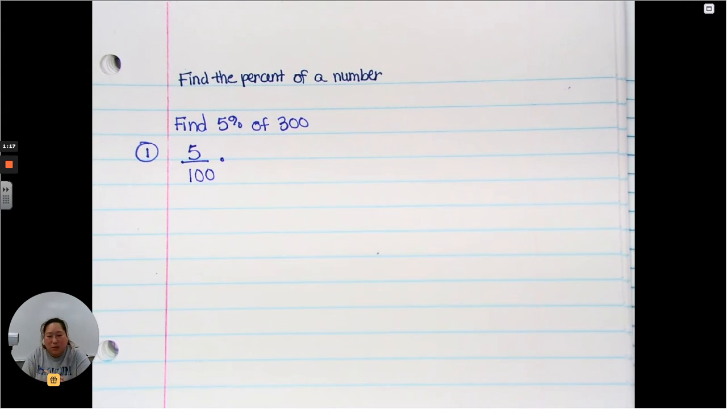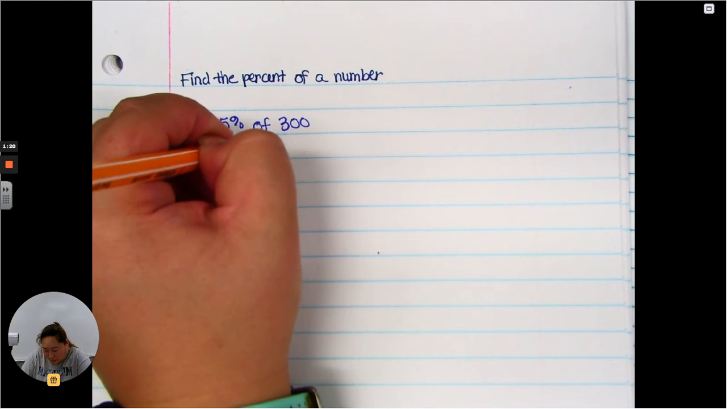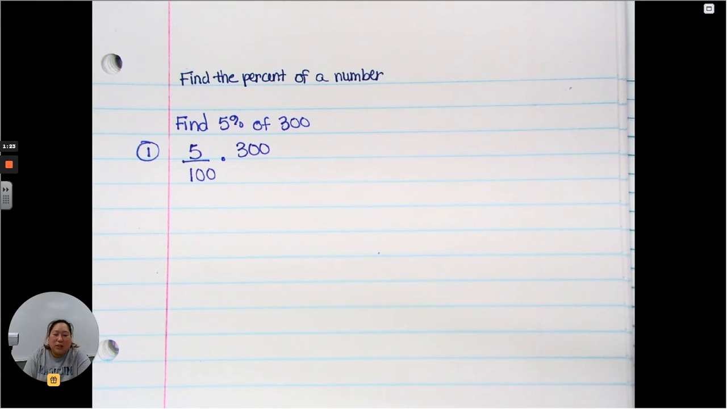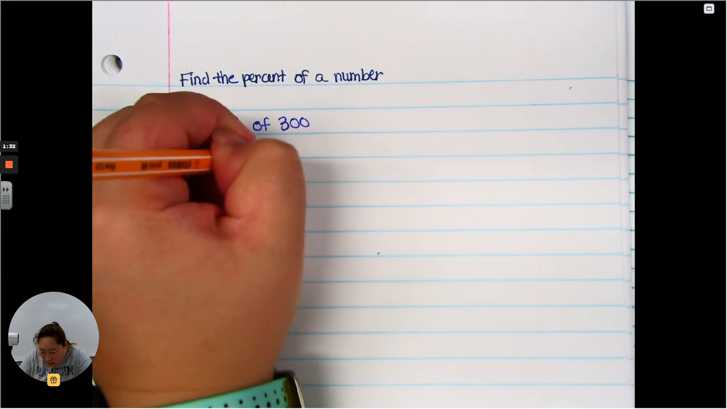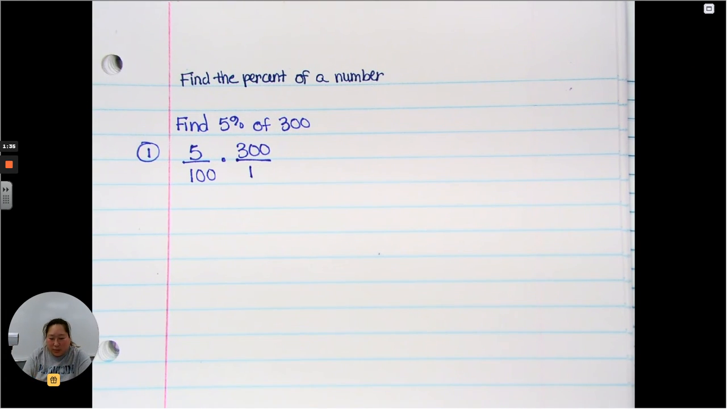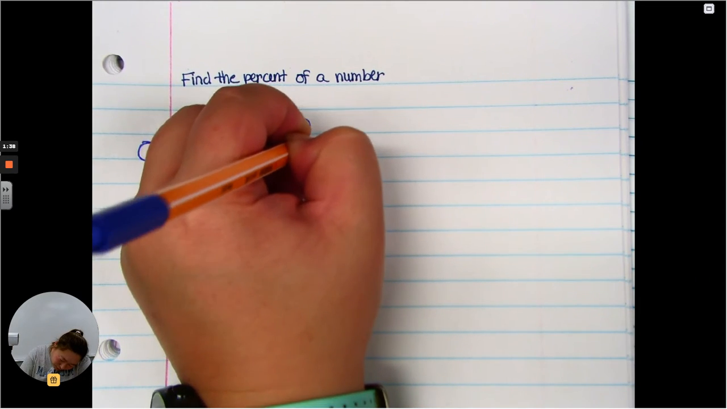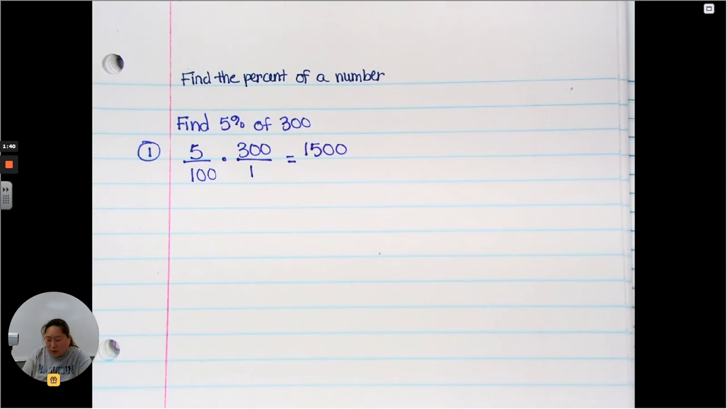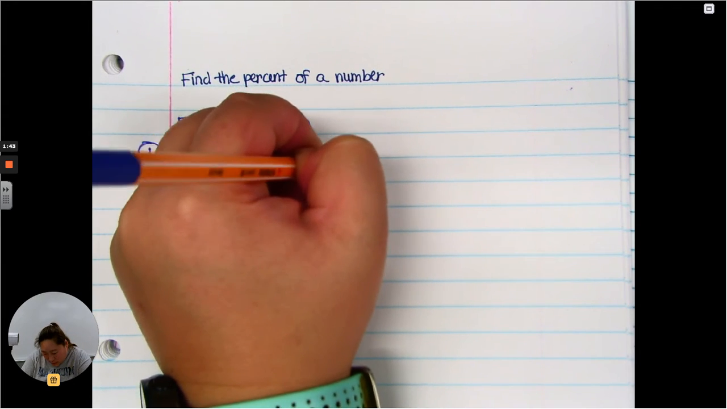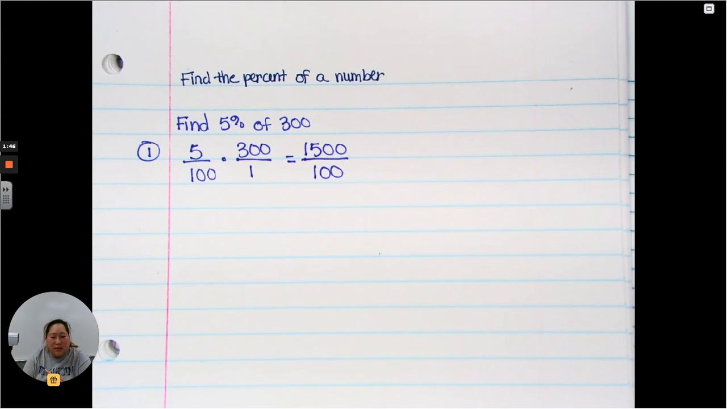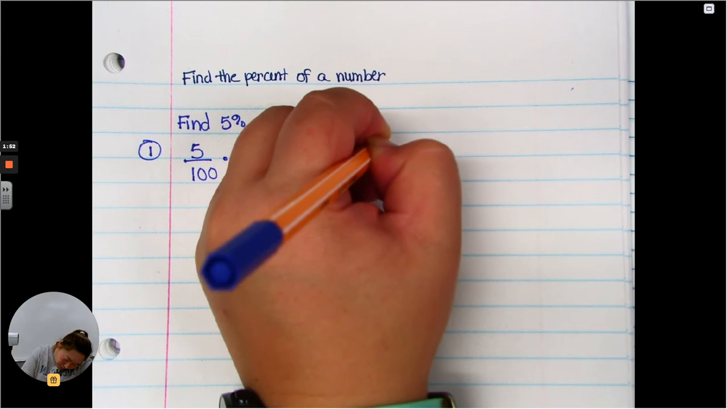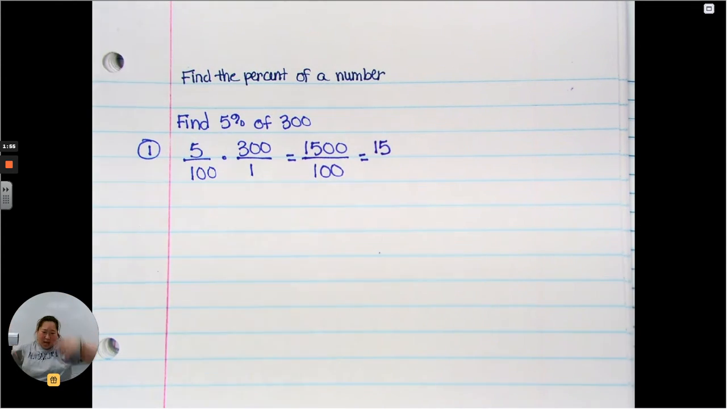This "of" really means multiply. Now 300. Now, do you remember what goes under that 300? It's kind of like that magical, mystical, imaginary, invisible number? Yes, it is a 1. Good. And now all I have to do is multiply straight across. So 5 times 300 is 1,500 over 100. Okay? So when you take 1,500 and you divide it by 100, you end up with 15. Yay! So we just found 5% of 300.